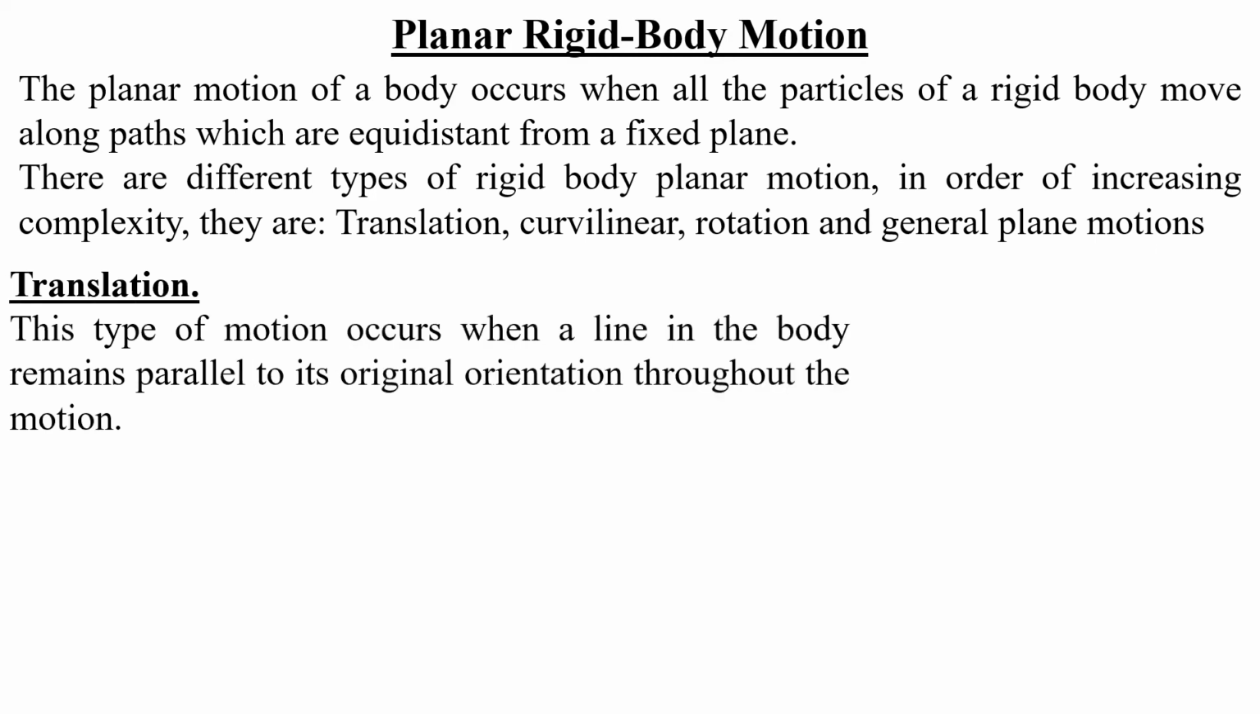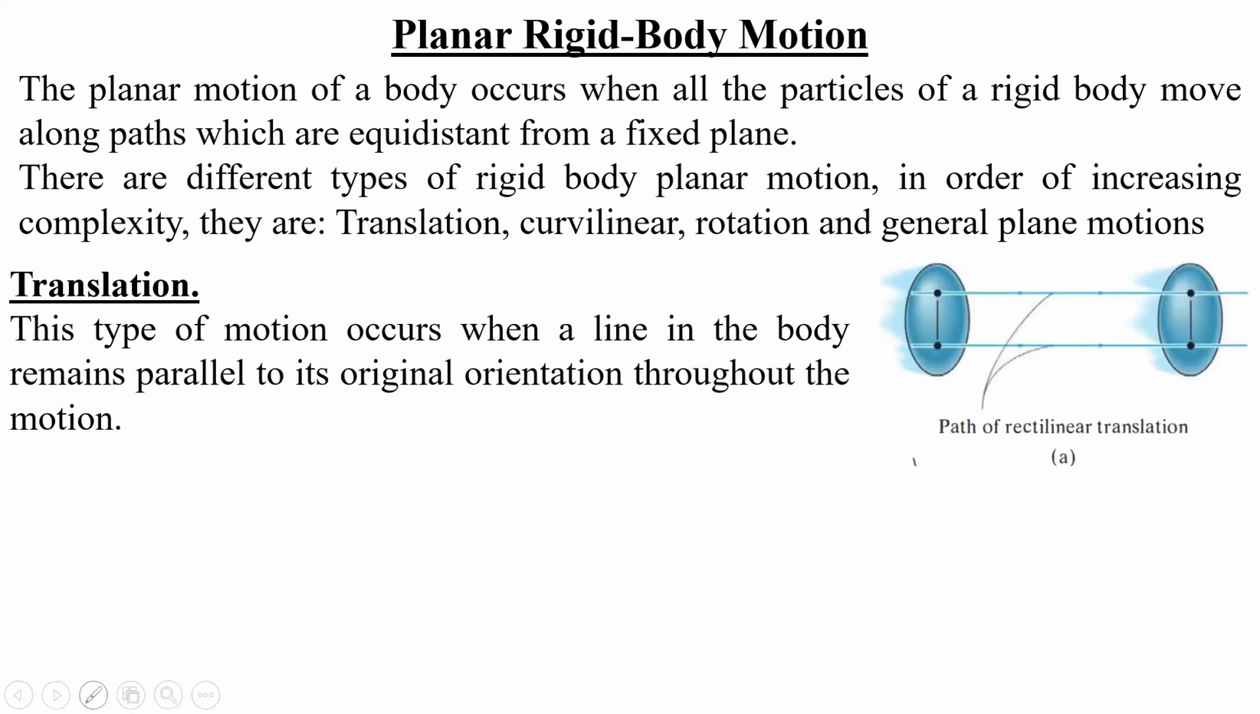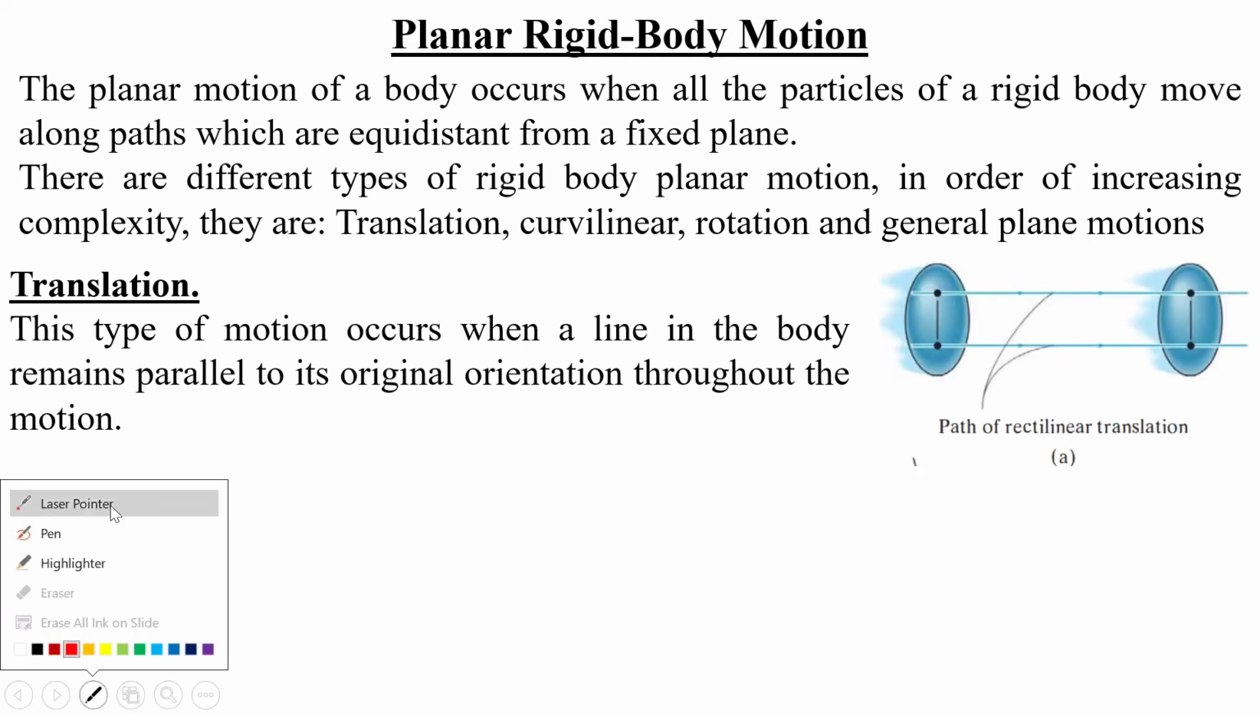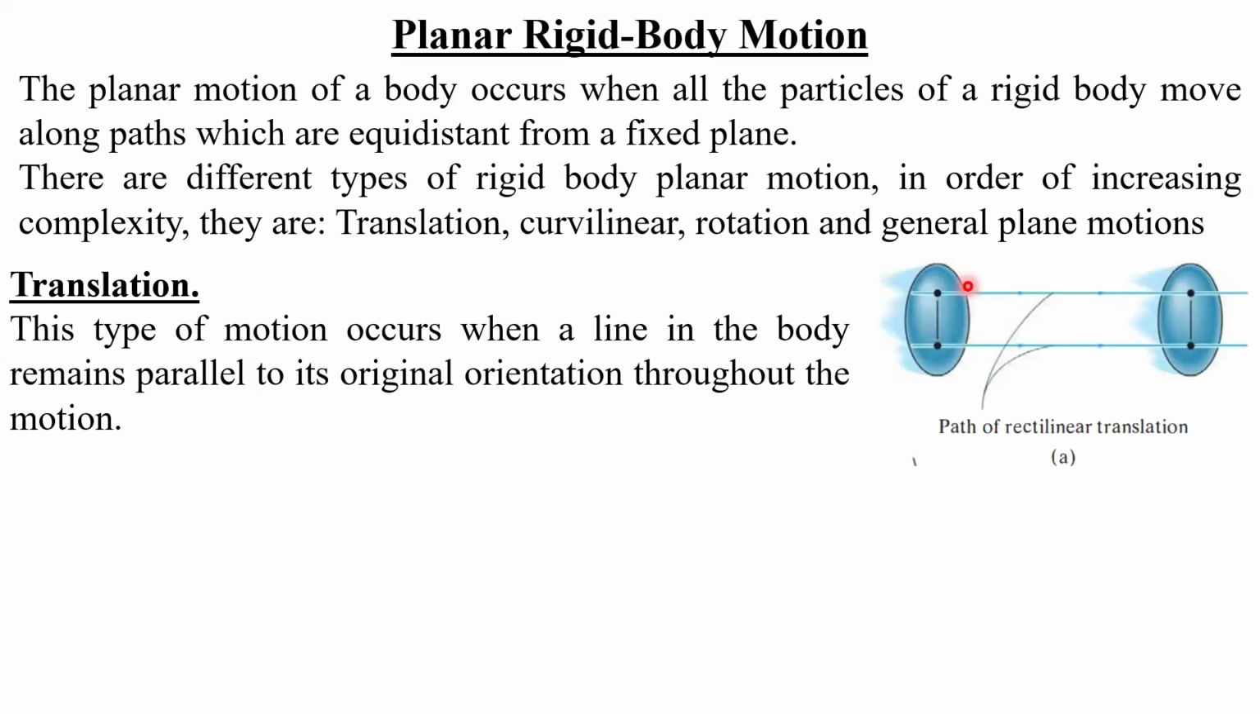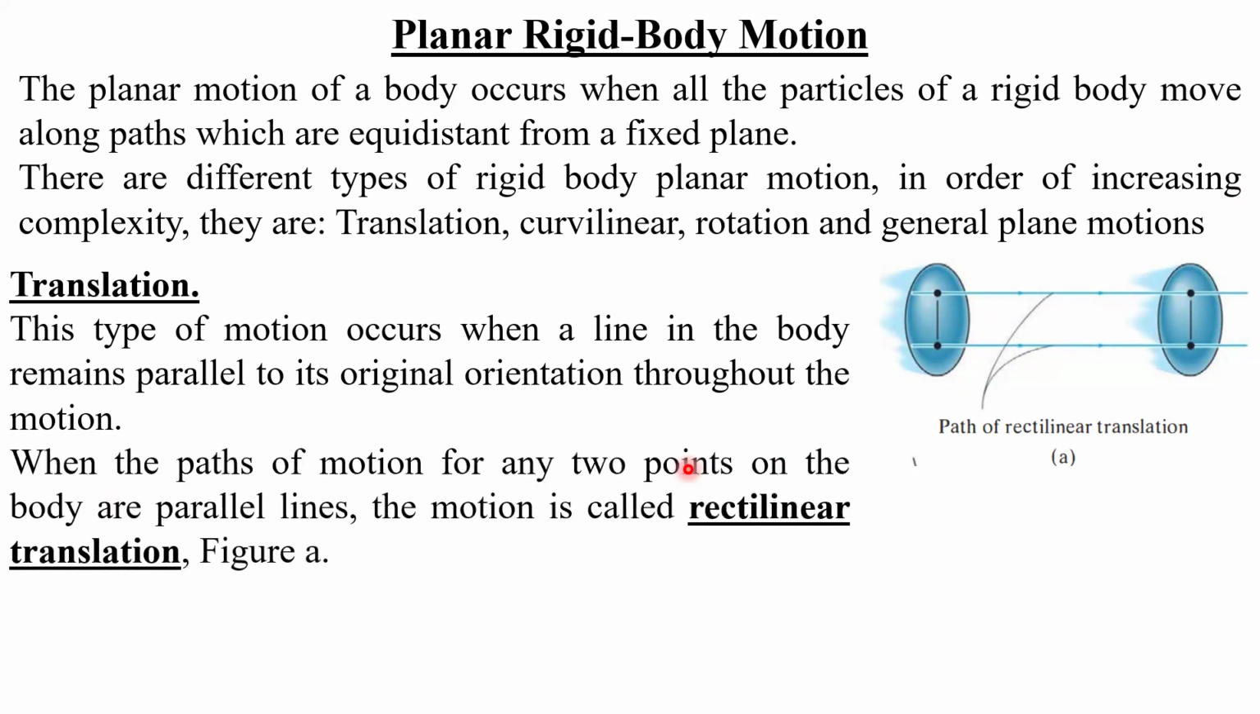Translation. This type of motion occurs when a line in the body remains parallel to its original orientation throughout the motion. Here, we have a body moving from left to right. And on this body, there are two points. The two points move in straight lines, and those straight lines are parallel to each other. And this is the type of motion that we call rectilinear translation.